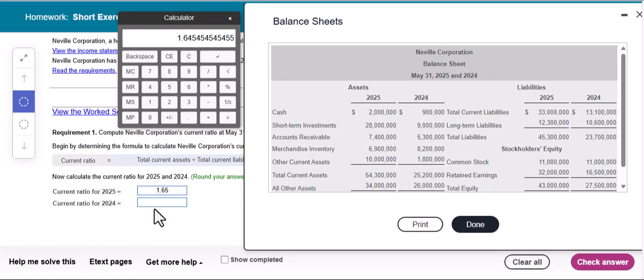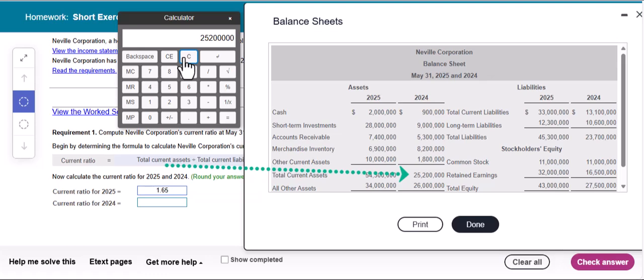So then we are going to move on to the current ratio for 2024. So we're going to need the total current assets, and that is 25.2 million. So it looks like we have increased our total current assets significantly between 2024 and 2025, since 2025 is the newer year. So we can go ahead and get that number in first. So 25.2 million.